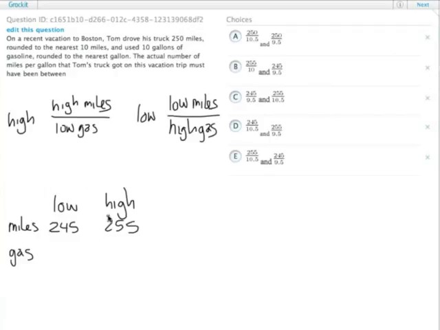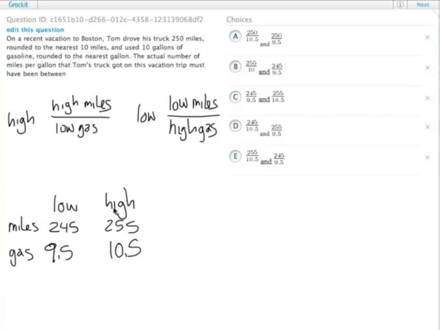So it could be 254.99999. So 255 puts it for certain just beyond that. Same thing with the gas. He used 10 gallons of gasoline rounded to the nearest gallon. So it's between 9.5 and 10.5.